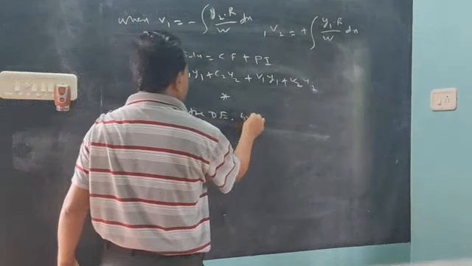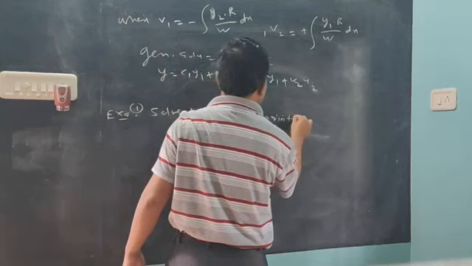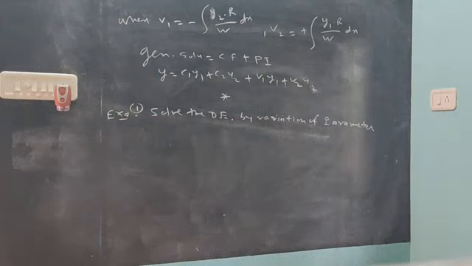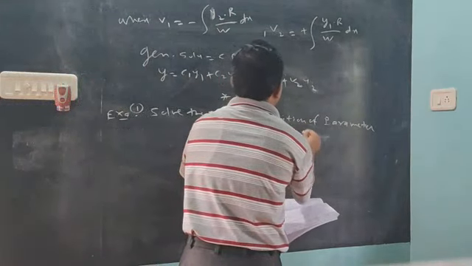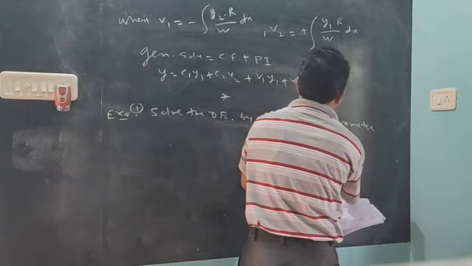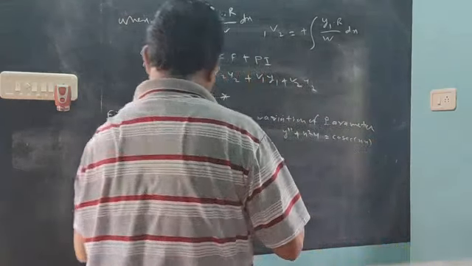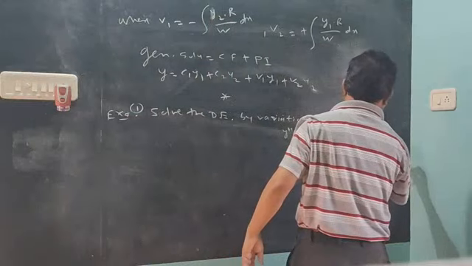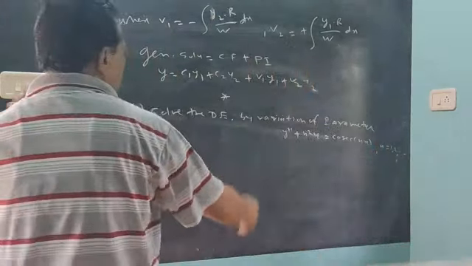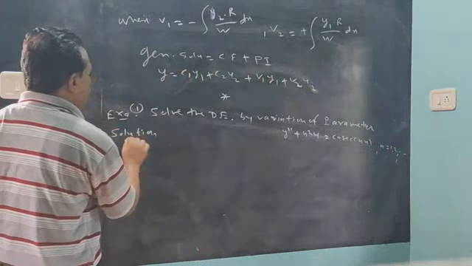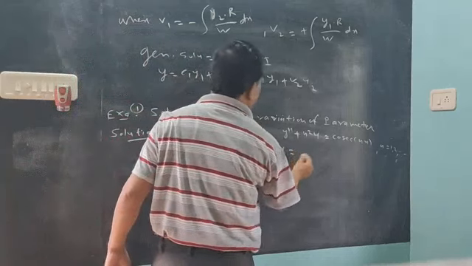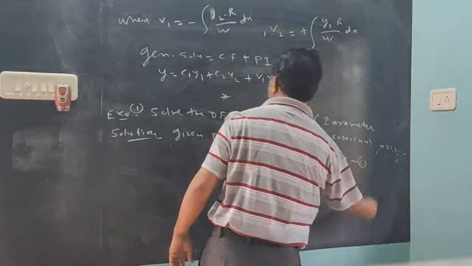Solve the differential equation by variation of parameters: y double dash plus n square y equals cosec nx, for n equal to 1, 2, 3, any particular value, a general problem. So the given equation is y double dash plus n square y equals cosec nx. This is your original differential equation.